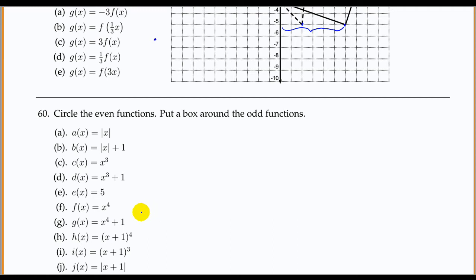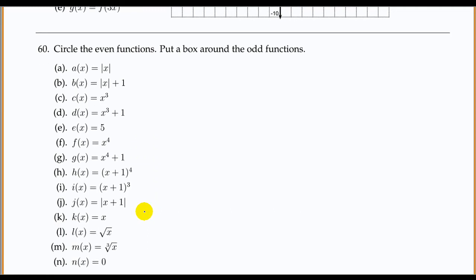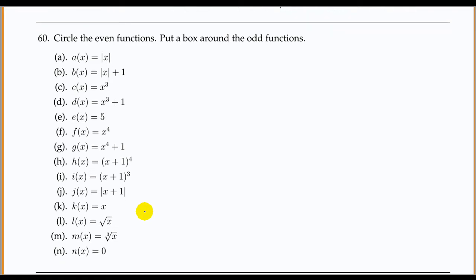Next problem. Circle the even function, put a box around the odd function. Okay. So an even function is symmetrical with respect to the y-axis. An odd function is symmetrical to the origin.